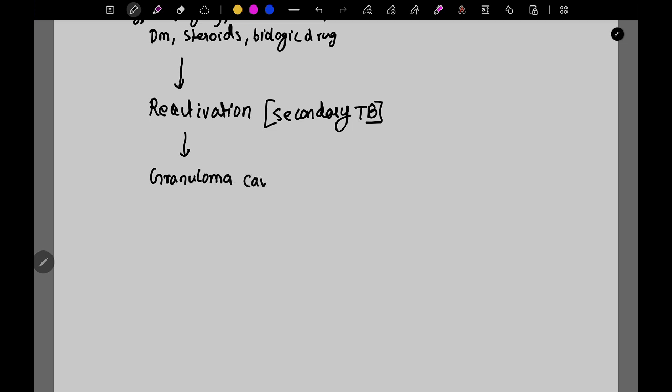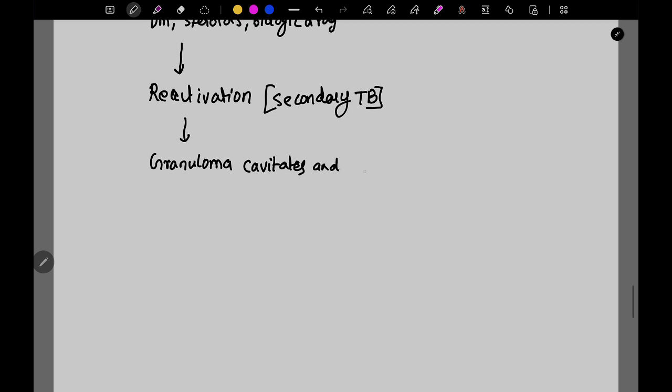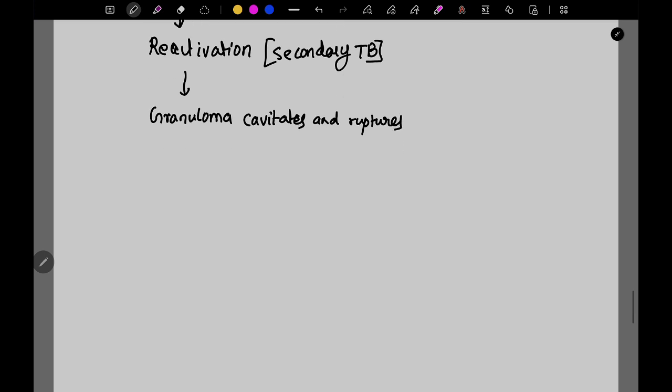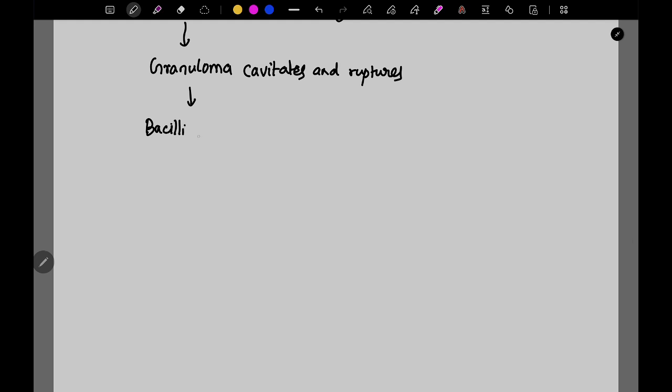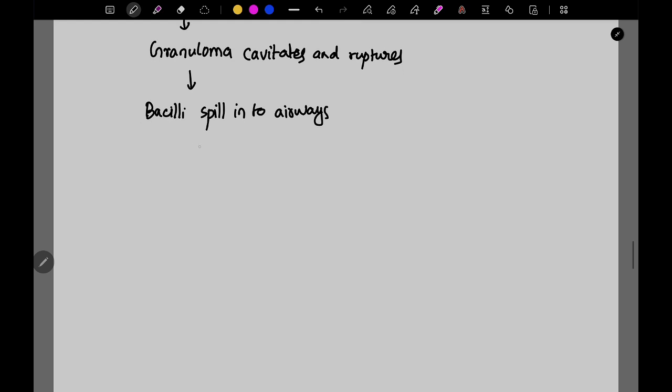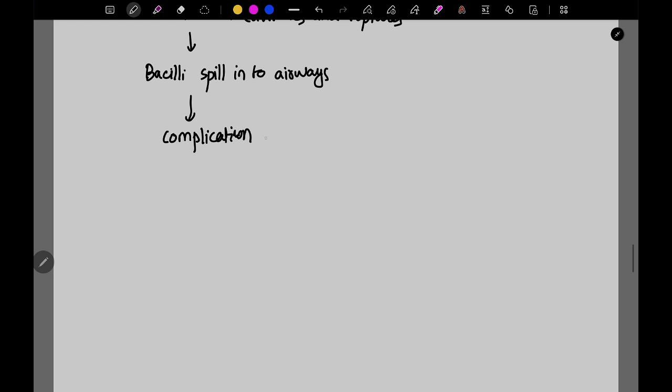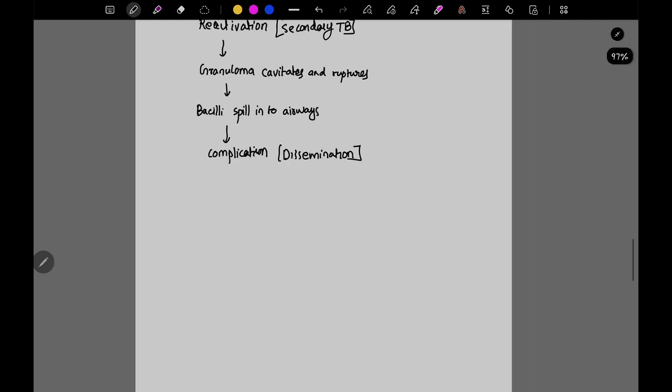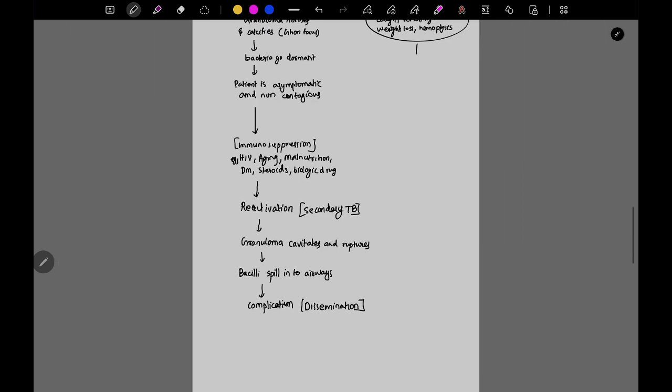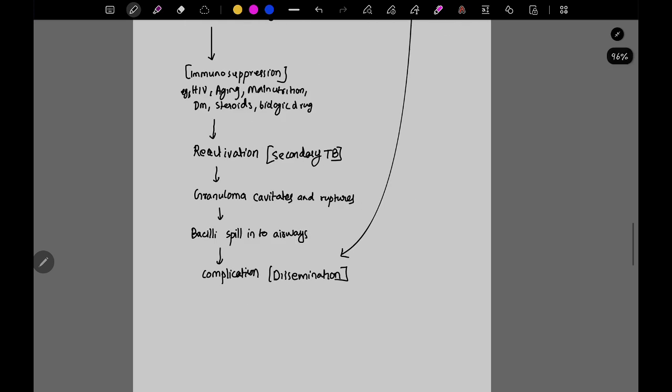In X-ray, you can see many cavities in the apical lobe of the lungs, in the apex of the lung, and these can actually rupture and the bacilli spill into the airways. And that can lead to a complication, that is dissemination. These complications can occur in both secondary TB and also primary progressive TB.